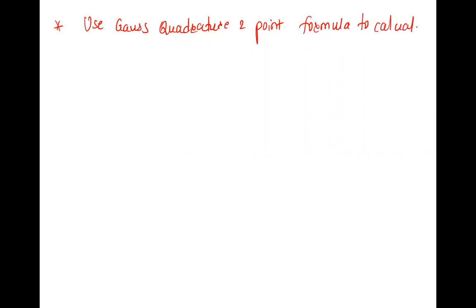Okay, write the next question. Use Gauss quadrature 2-point formula to calculate I is equal to integration minus 1 to 1 e raised to x dx. Okay, what is f of x here? e raised to x. Correct. a is minus 1, b is 1.